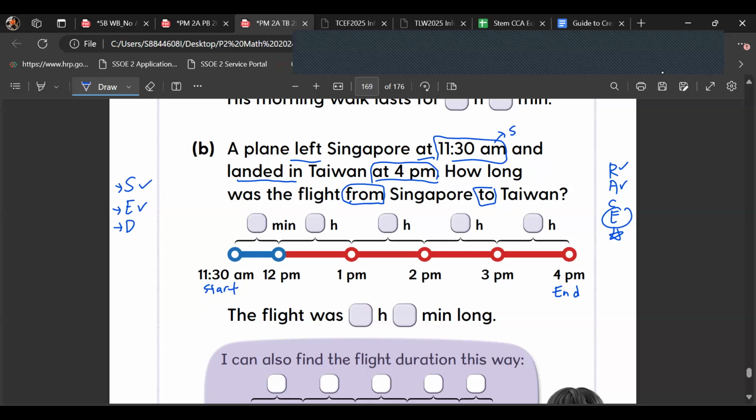So how do I know that duration is the one that we're looking for? What are the clues in the question that tells us that it's duration we are looking for? Yes, Naya. Very good. How long? And yesterday we also mentioned about the importance of focusing on the units of the question. So if we are asking for the duration, we will be expecting that our answer will be in hours and minutes.